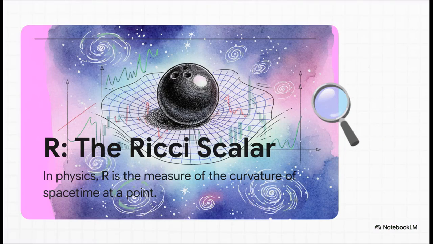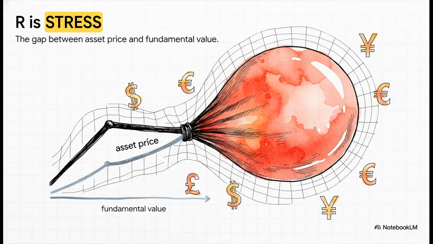All right, fader number 1 is R, the Ricci scalar. In physics, this is actually pretty simple. It just tells you how much space-time is warped or bent at any given point. You know, the classic bowling ball on a trampoline analogy, that's R. So what's the market equivalent? Well, here, R is stress. It's the tension, the growing gap between the price of something and what it's actually worth. Think about those insane PE ratios we see, or huge corporate debt levels. That's the financial field itself getting warped.